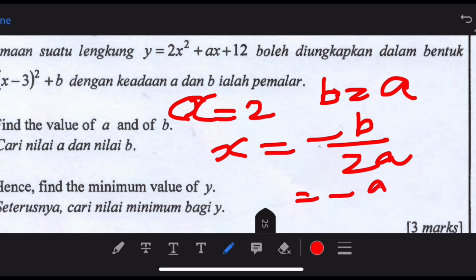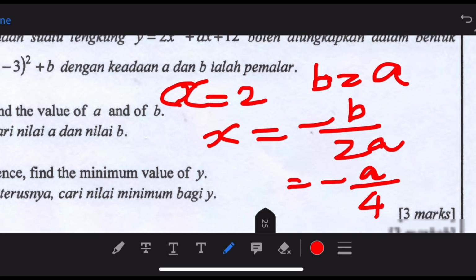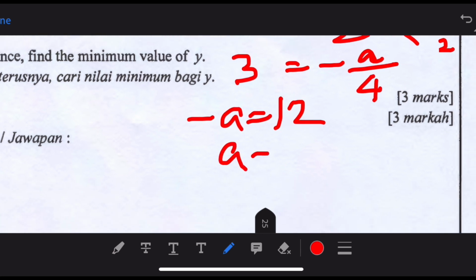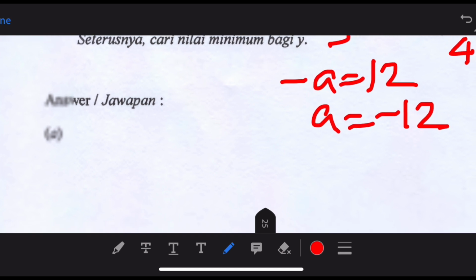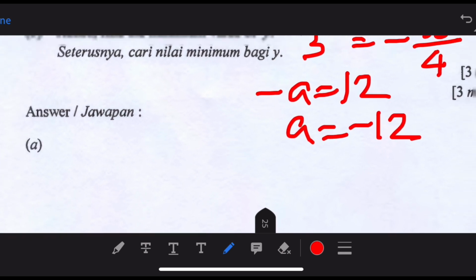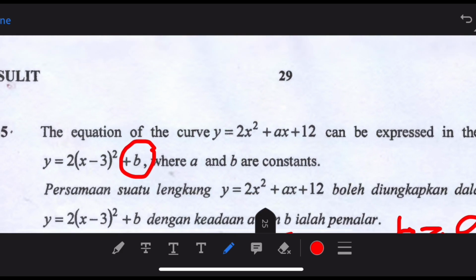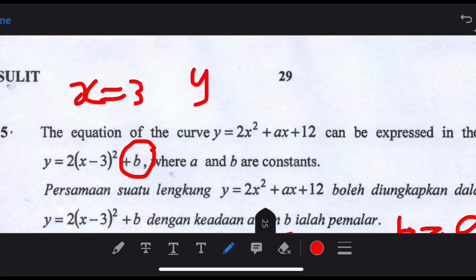If you don't want, you can use a shortcut that I taught you, x equal to negative b over 2a, and then you substitute your b and a. Okay, your b is a and your a is 2, so I'm getting x equal to negative a over 4, and the x is equal to 3, and the a is negative 12. This is one way of doing it. I think some of you might want to expand the perfect square and then do comparison. It's okay, still accepted. Okay, the b value is actually the lowest value, so you can only get the y value when you have the x value.